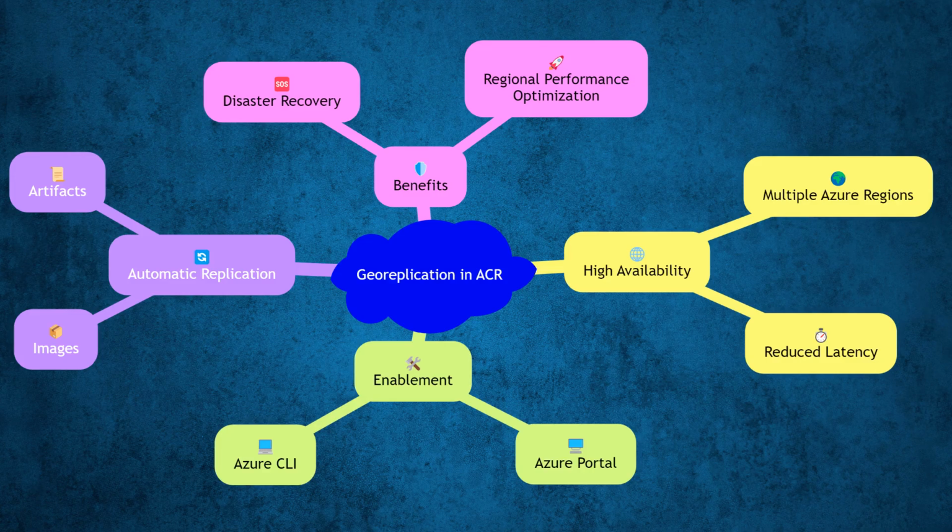Geo-replication in ACR allows you to replicate your container registry across multiple Azure regions. This ensures high availability and reduces latency for global deployments. You can enable geo-replication through the Azure portal or Azure CLI. Once enabled, your images and artifacts are automatically replicated, providing a robust solution for disaster recovery and regional performance optimization.